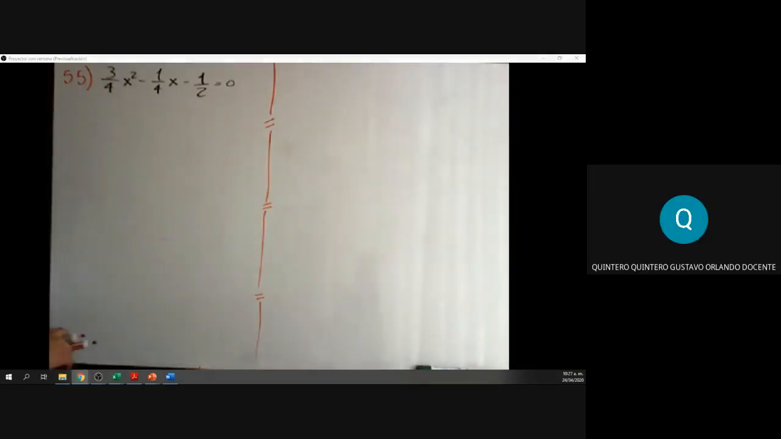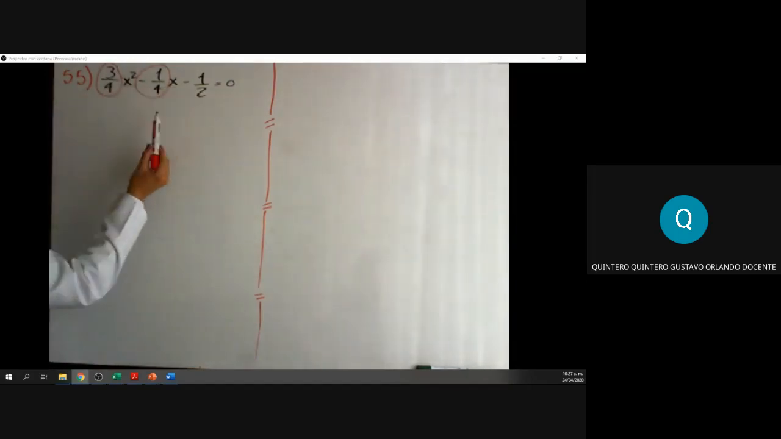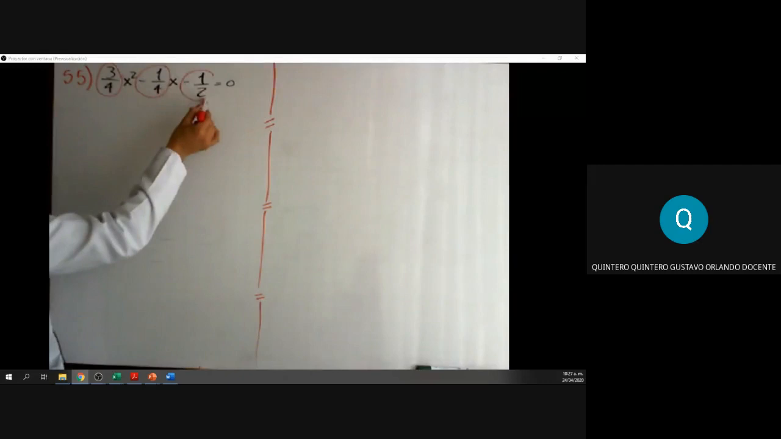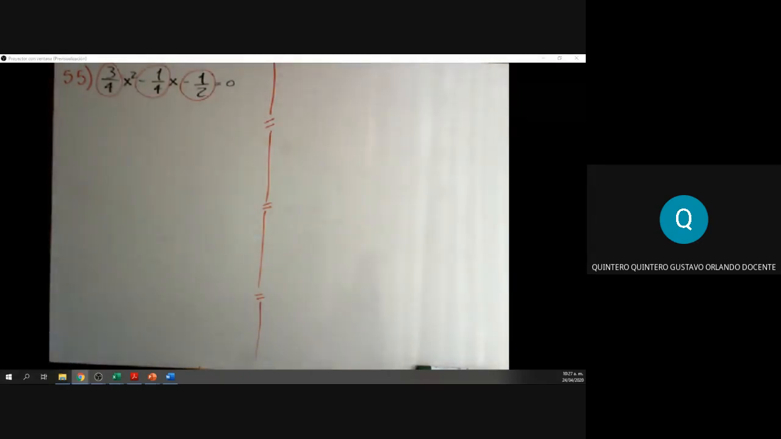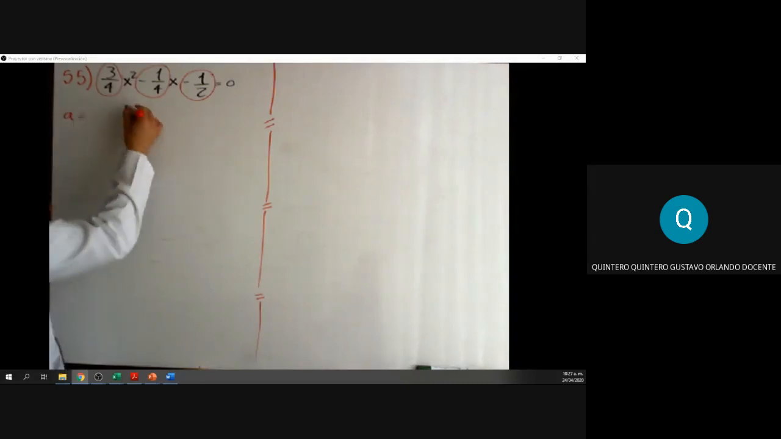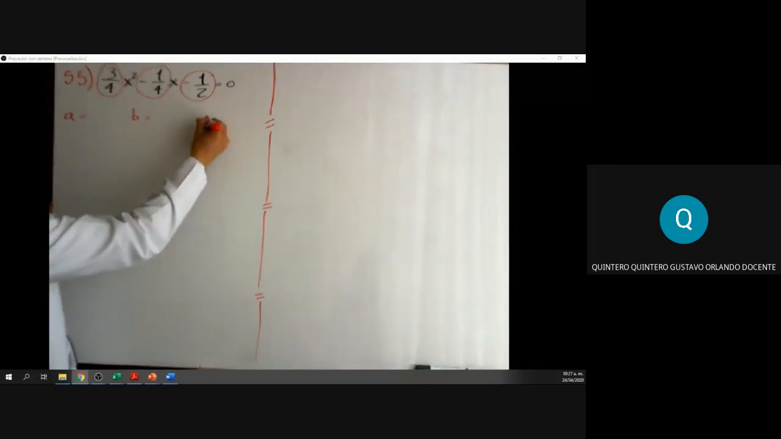All right. Point 55 now, because people are saying, teacher, these exercises have fractionaries and we don't know how to work with them. So can you guide us? Absolutely. In this case, look, we have a fractionary as the coefficient of x squared, a fractionary as the coefficient of x, and another fractionary as the constant value. So the values of a, b, and c are going to be fractionaries. Let me write a, b, and c.